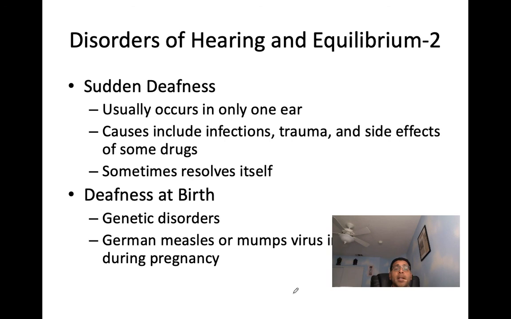Next one, we can talk sudden deafness. Sudden deafness usually occurs in only one ear. Causes can include infection, trauma, and it can be a side effect of certain drugs. Sometimes it resolves itself. Next, when we talk deafness at birth, it can happen due to genetic disorders or even German measles or mumps virus infecting the mother during pregnancy can lead to deafness at birth in the baby.